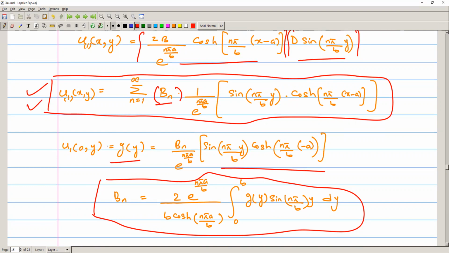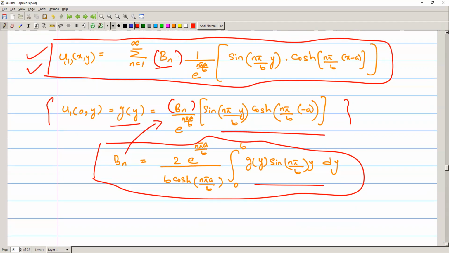So now we have to work for the particular solution, so we will apply the non-homogeneous boundary condition to compute this bn, and from here we can see that bn equals 2 e to the power n pi over b over b cosine hyperbolic n pi over b, with the integral limits 0 to b. This is the Fourier sine series, right? So for this bn we can plug it here, and we will generate the particular solution for this static problem. So the static problem is solved.